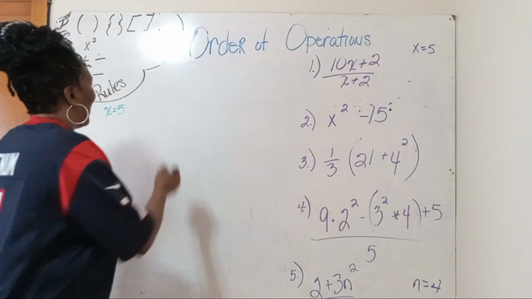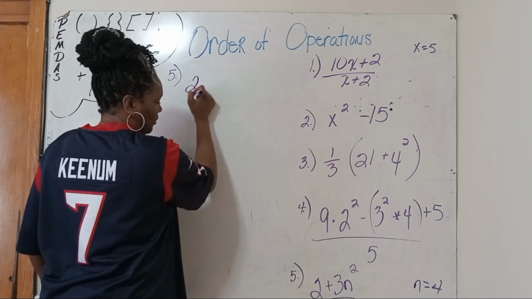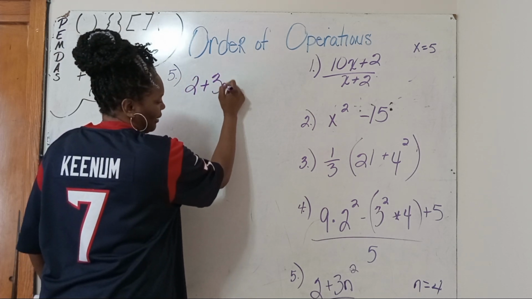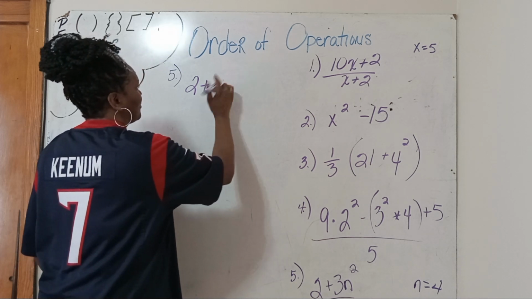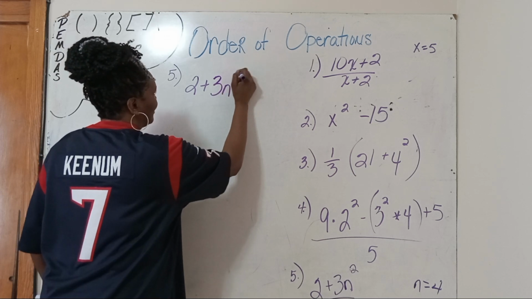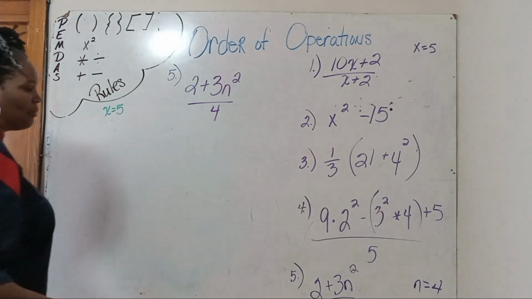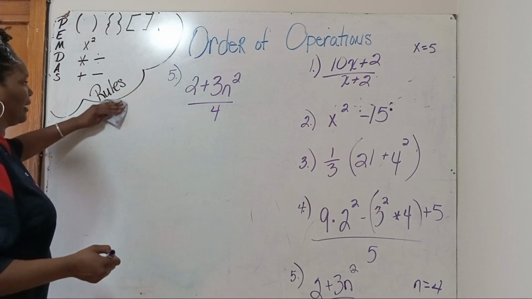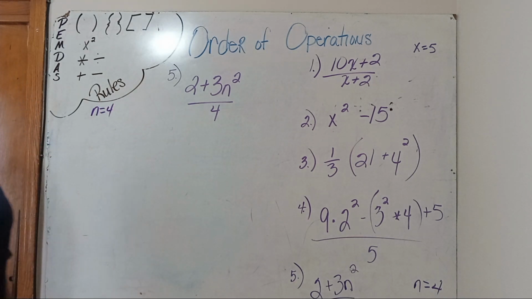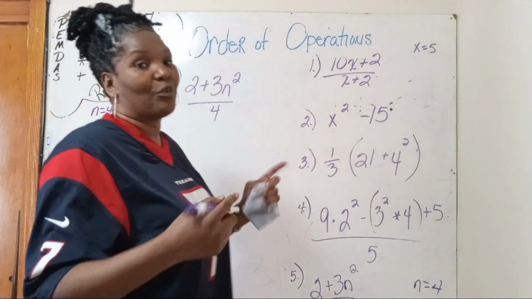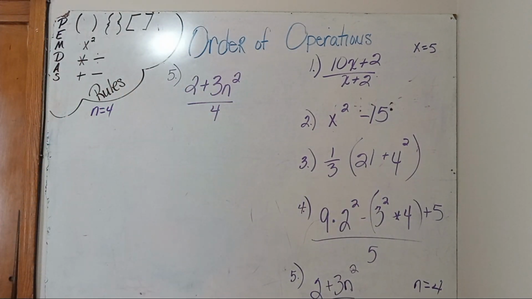All right, number 5. 2 plus 3n squared over 4. Ooh, that's terrible. It's telling me that my n equals 4, so we're not even using the x anymore. My n equals 4. Remember, a variable is a letter that represents a number. The number that n represents is 4. So let's get on this problem.